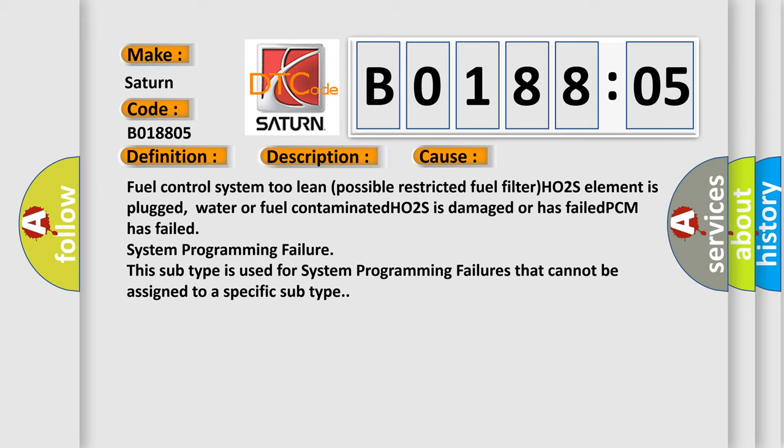filter, HO2S element is plugged, water or fuel contaminated, HO2S is damaged or has failed, PCM has failed, system programming failure. This subtype is used for system programming failures that cannot be assigned to a specific subtype.